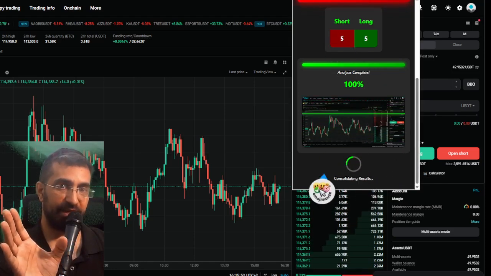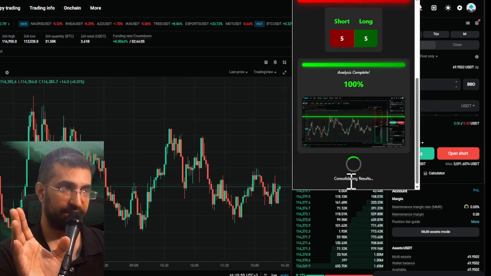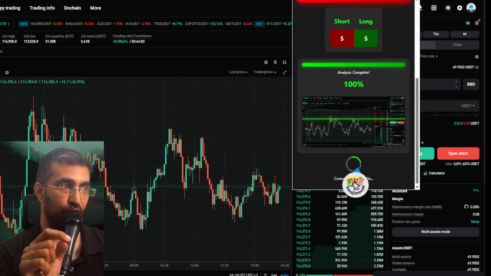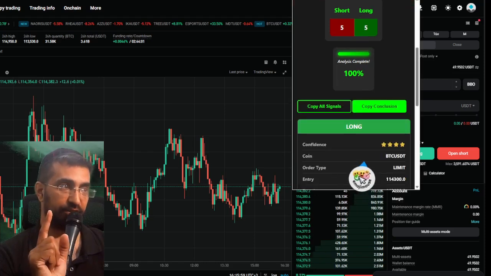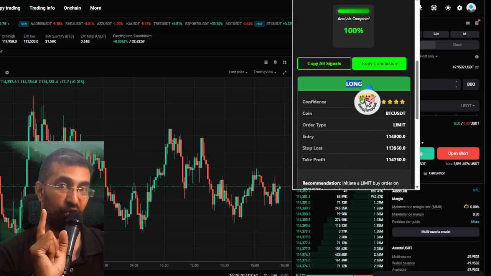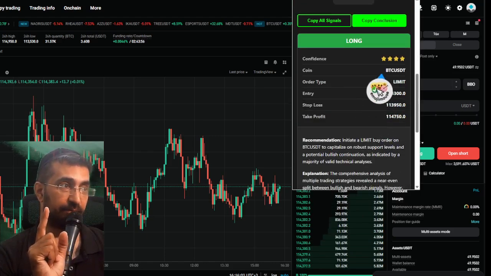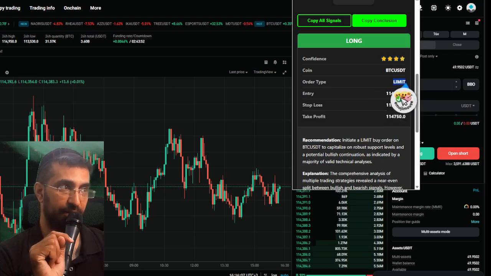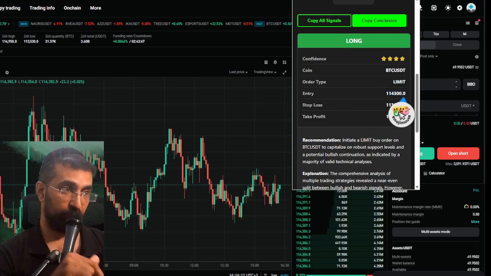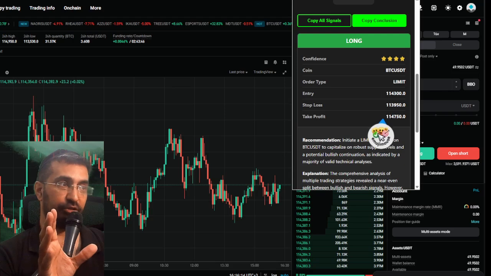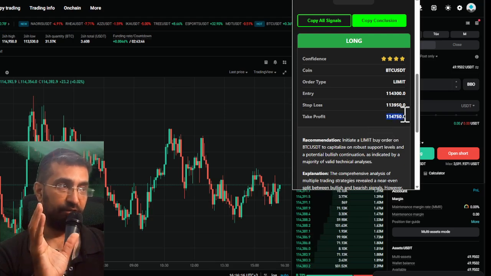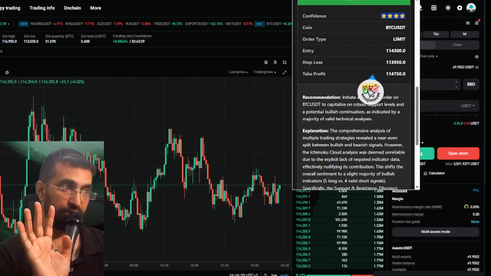What you're about to see right now, if you look at the bottom here of the Chrome extension, is a consolidation of all the 10 different strategies, and the final result is a long trade, and it looks pretty confident here. And this would be the entry. It's a limit order. You're waiting for the price to reach 14,300. That means when it goes down enough, then we can do a take profit at 14,750. You can see the confidence level is 4 stars, not 5.